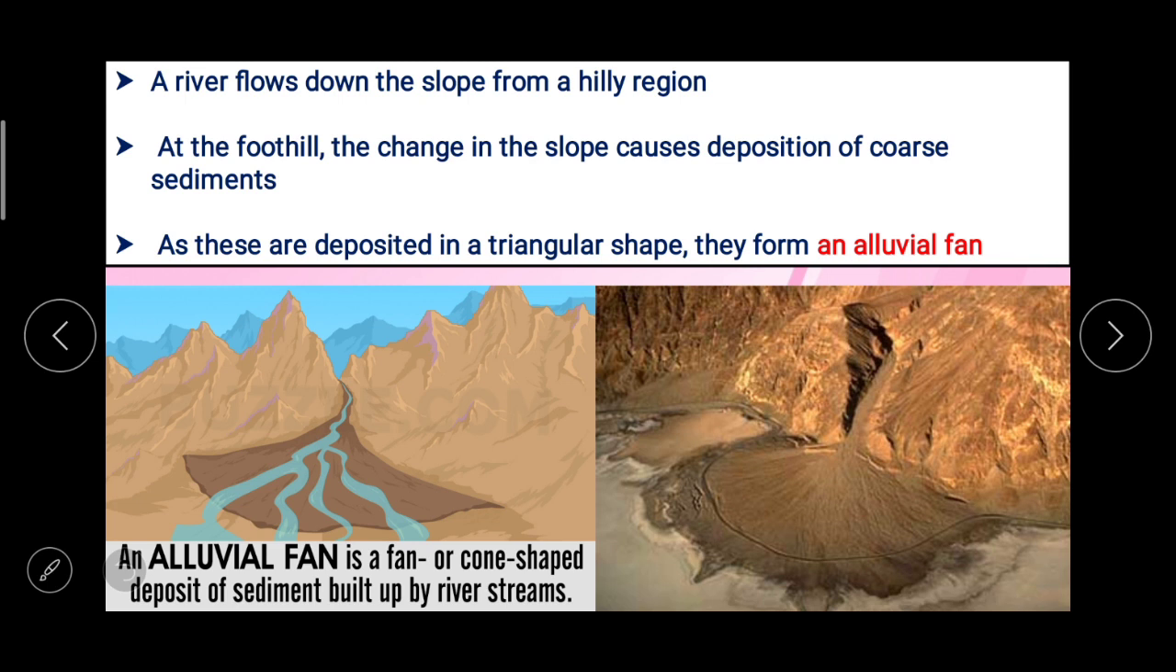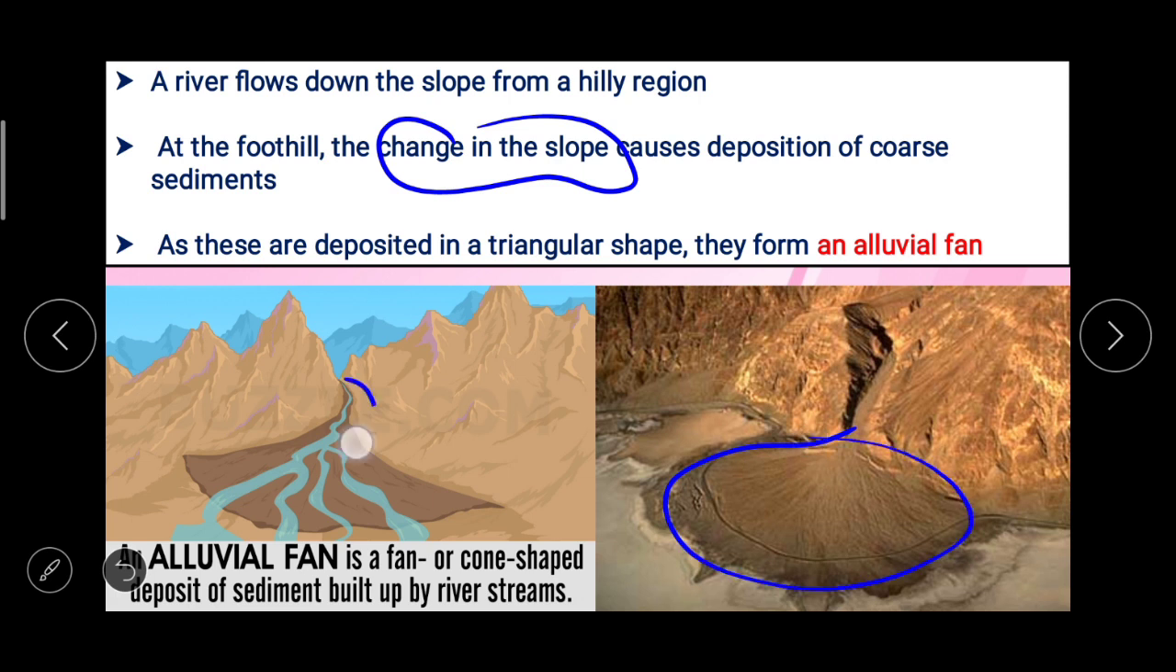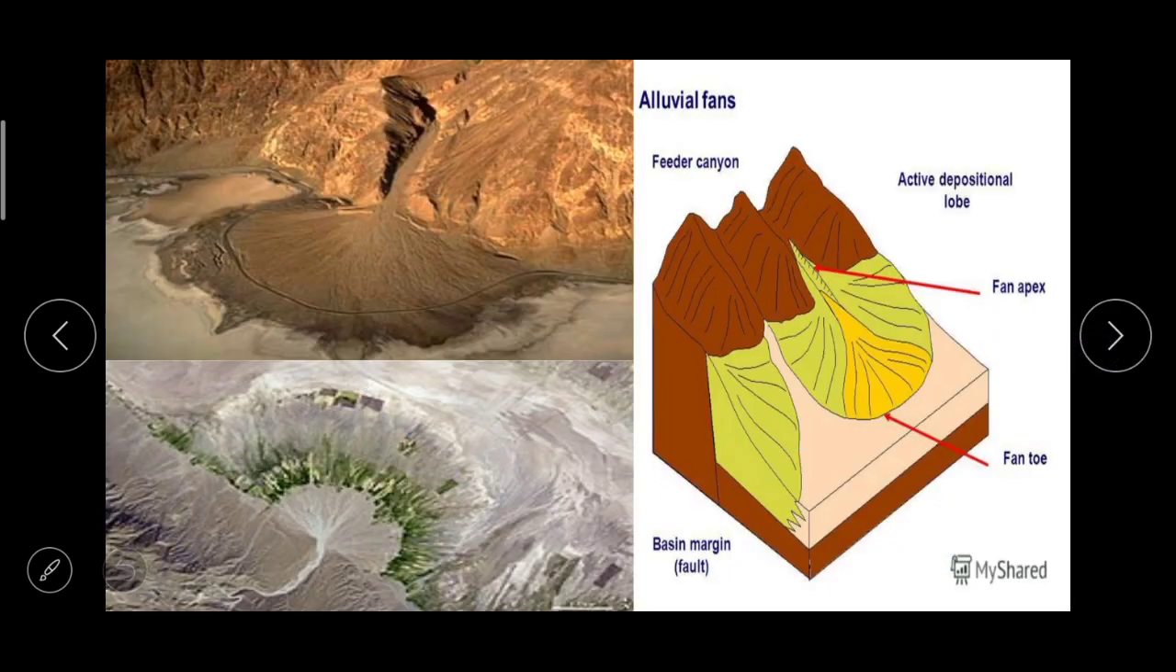Now the next thing, a river flows down the slope from a hilly region, and at the foothill the change in the slope causes deposition of the coarse sediments, and these are deposited in a triangular shape like this. Here you can see they form an alluvial fan. Again you can observe the figures. I will go for the next one.